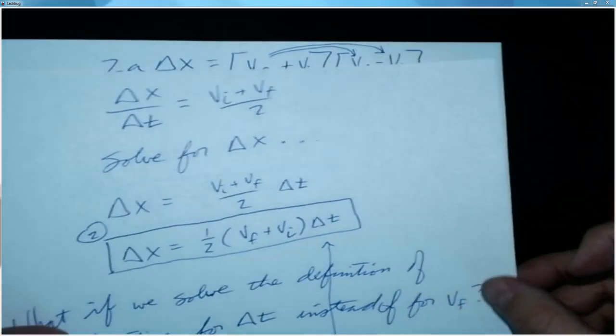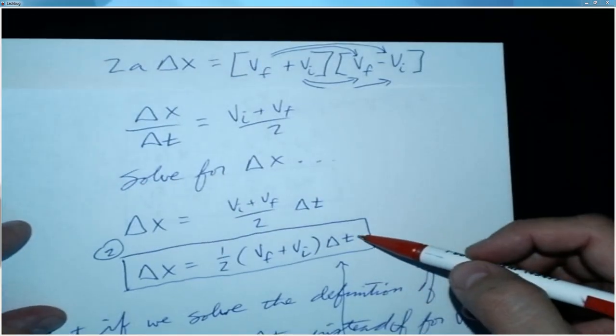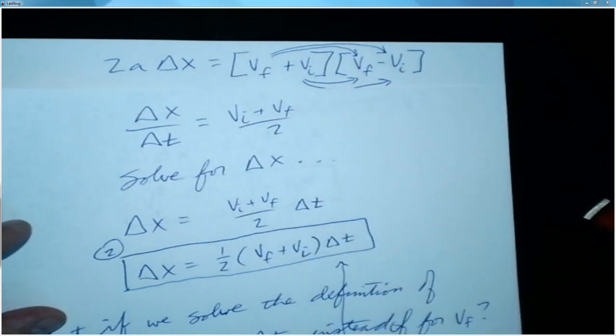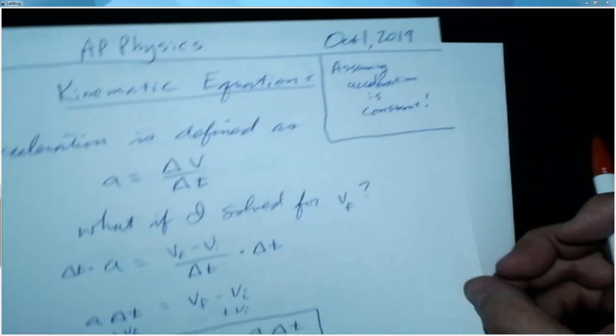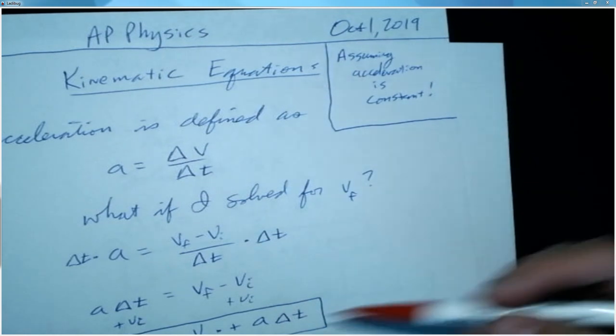Look at this one. What is missing out of here? So this is an equation without acceleration. There's no acceleration in this equation. Ain't that nice? And look at this equation. This is an equation without distance. I don't know how far I went.